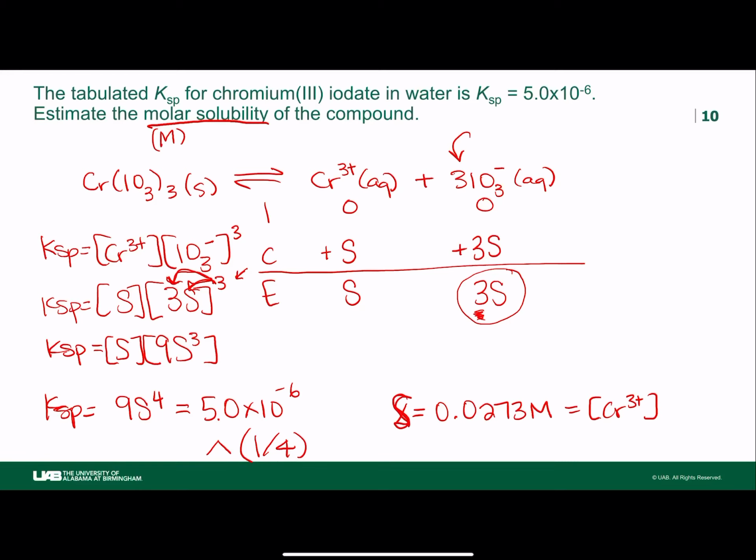Whoops, that should be an S because that's what S is. The iodate anion is actually 3 times that, or 0.0189 molar. And now I have figured out everything that I need. Now this is also for the salt, just so you know, which is actually what the question is asked for.